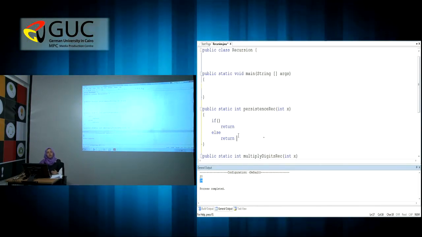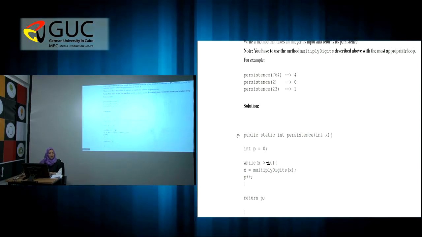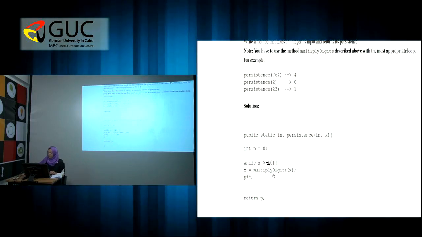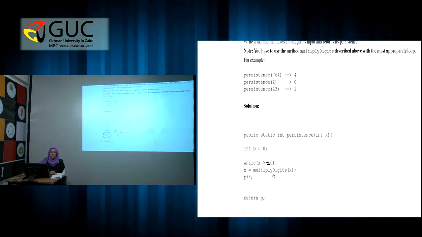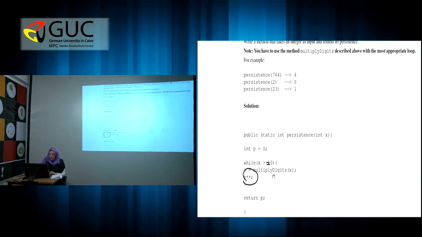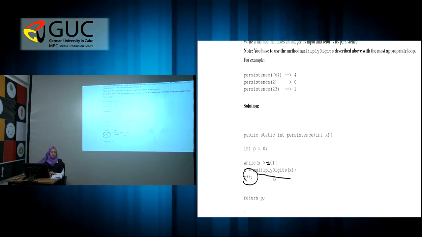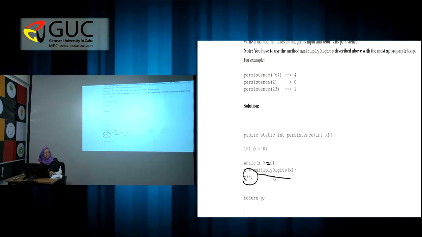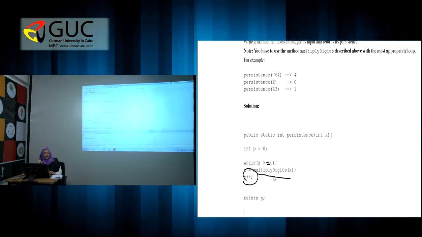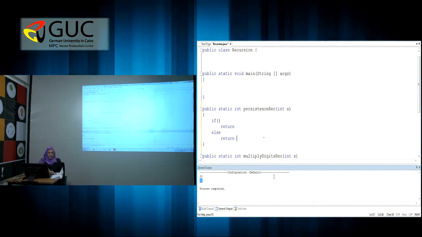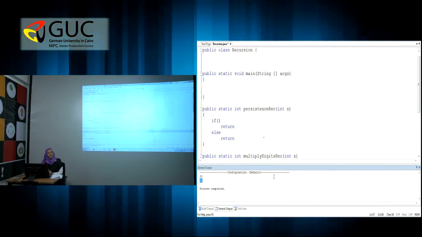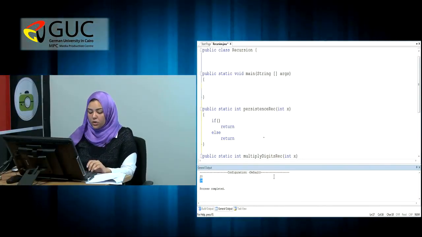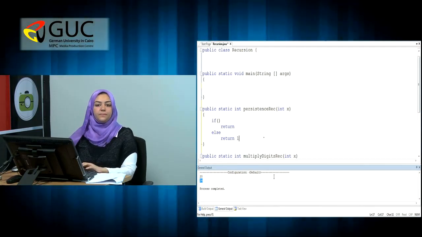Now, what do I want to do? At each time, if you see the iterative solution, what you are doing is actually you are incrementing the p by 1, right? And you are calling multiply digits in the persistence method. So to increment the p by 1, here we need a variable. However, in the recursive algorithm, in this example, you don't need a variable. You just need to add 1. Increment 1 means add 1. So I will add 1 manually, which is I will return 1 plus something.